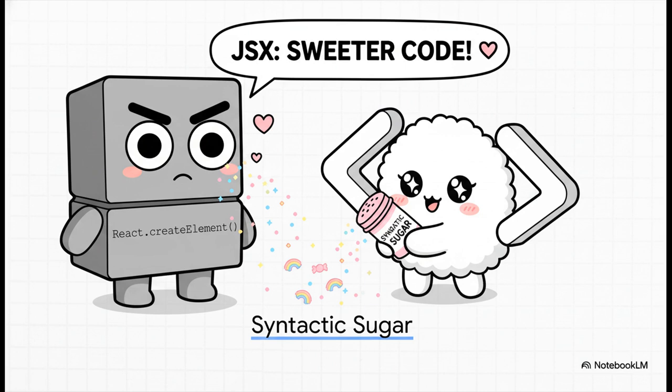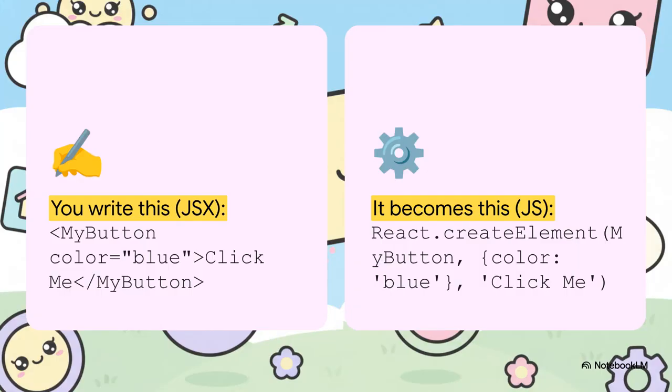It's designed to make writing UI code feel more intuitive, but behind the scenes, it's all just getting turned into plain old JavaScript. And this is a perfect example of what I mean. On the left, you've got this simple, easy-to-read JSX tag.